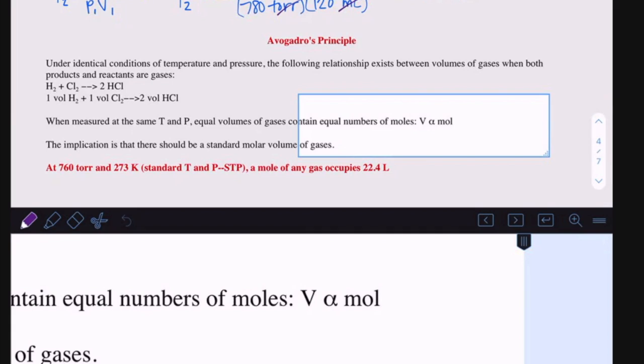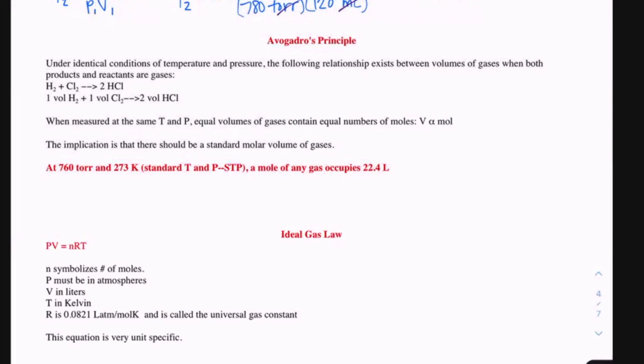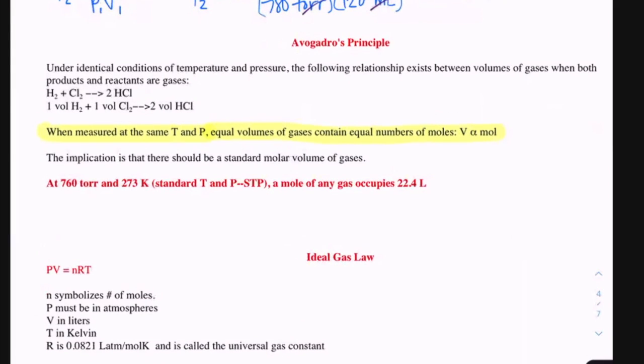So if we take a look over here, it's telling us that when measured at the same temperature and pressure, equal volumes of gases contain equal numbers of moles. And what that means is if you look up here at our equation, we can read it as 1 mole of H2 plus 1 mole of Cl2 gives us 2 moles of HCl, right? Because if we remember, the units on the coefficients are moles. But what Avogadro's principle is telling us is that we can also read this as 1 volume of H2 plus 1 volume of Cl2 gives us 2 volumes of HCl.